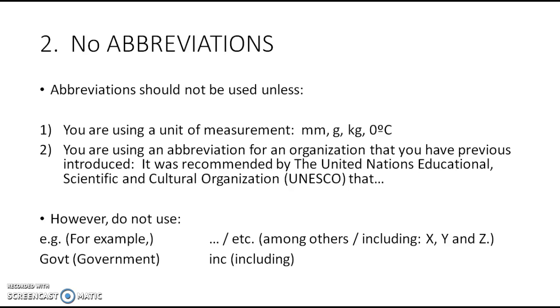We may also do it in terms of an organization that we have previously introduced. So for example, it was recommended by the United Nations Educational, Scientific and Cultural Organization. This is commonly known as UNESCO, and we need to write the name of the organization first, then open brackets, put the abbreviation, then close the brackets. We can do this for organizations which have a particularly long name or are commonly known as something else.